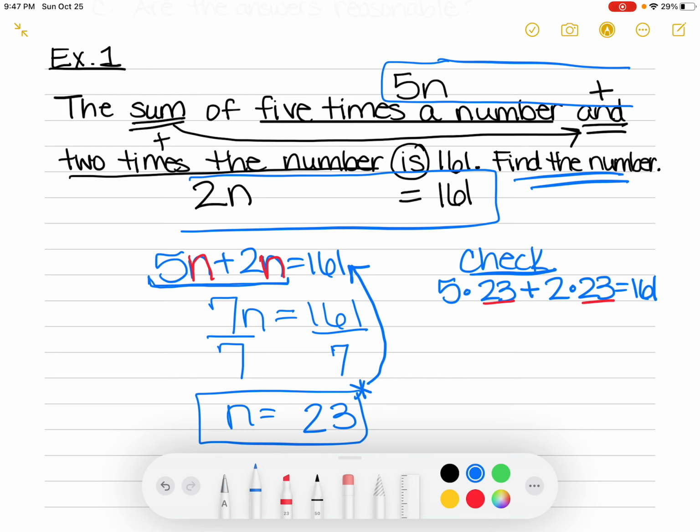Okay, now I'm going to do the multiplication. 5 times 23 would be 15, carry the 1, 115. And 2 times 23 would be 46. And then now I do 115 plus 46 is 161. And you would check that with your calculator. Okay, and that tells me that mine checks. And example 1 is done. Okay, let's move on to example 2.